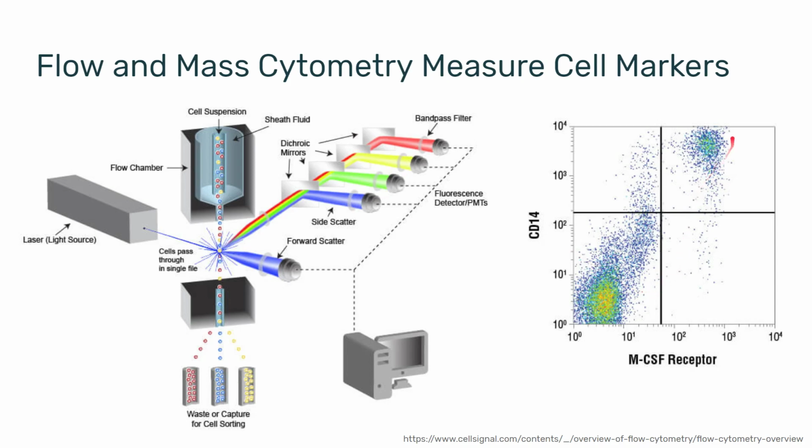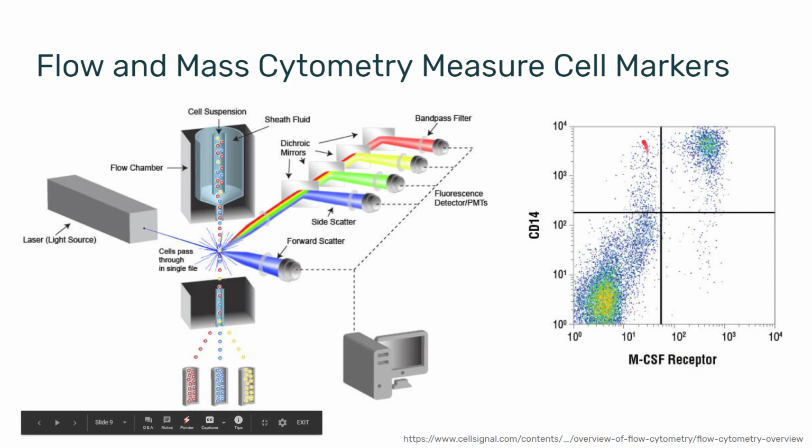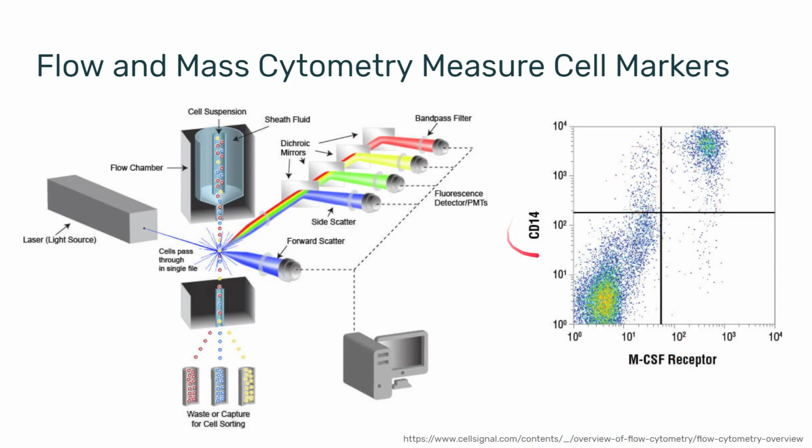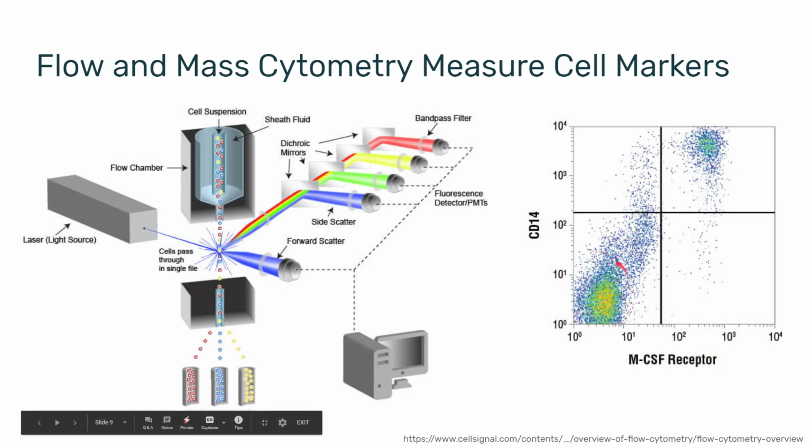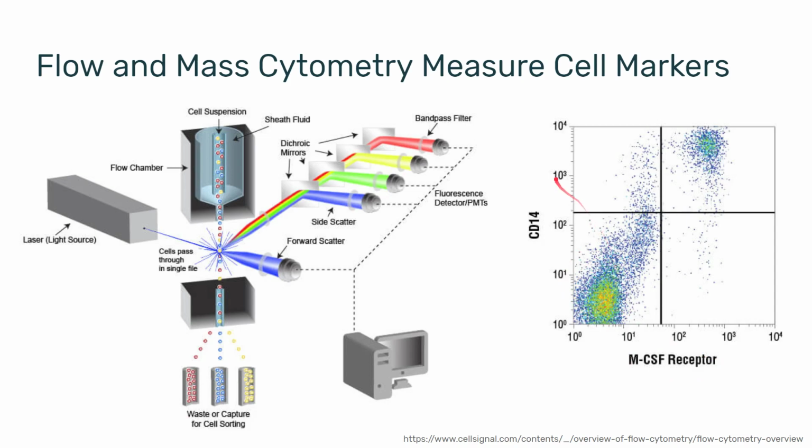For example, we can say that these cells over here express CD14 and MCSF receptor, while the cells in this quadrant express CD14 but do not express MCSF receptor, while these cells are negative for both of these markers.